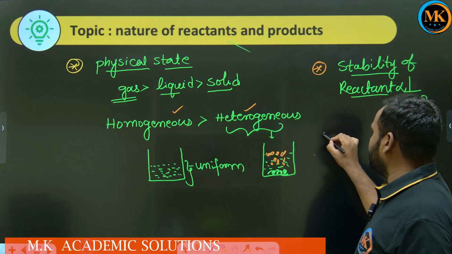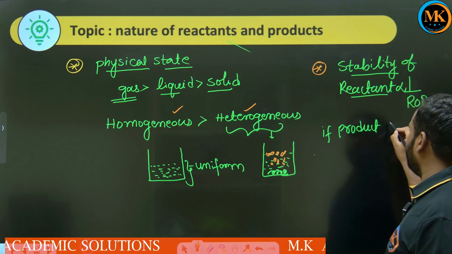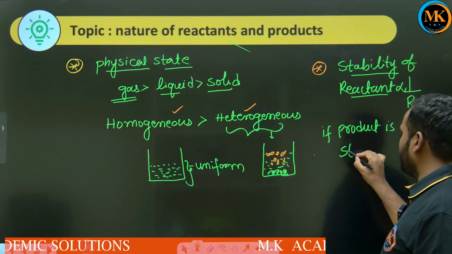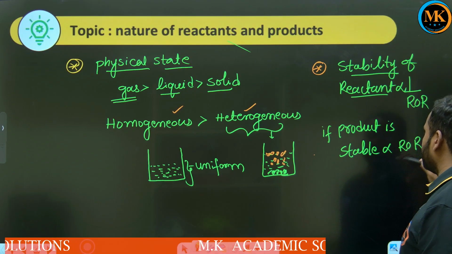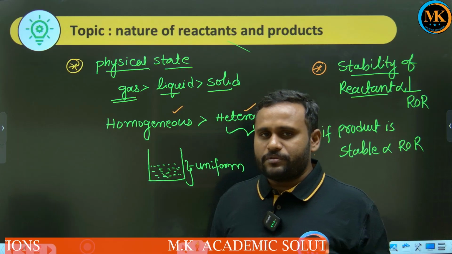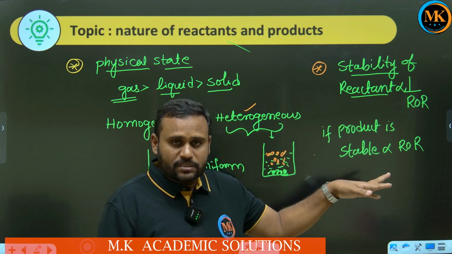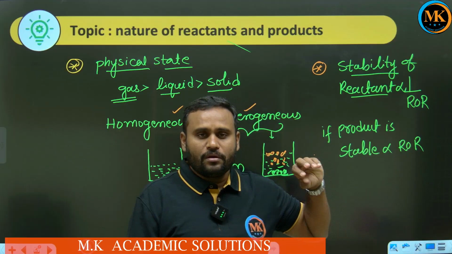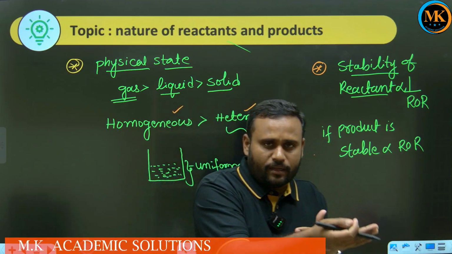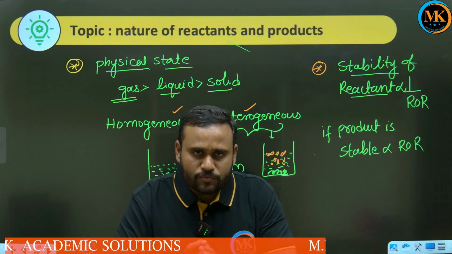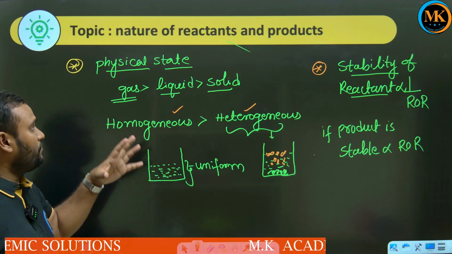And if the product is stable, the rate of reaction is more. That means the stability of product is directly proportional to the rate of reaction, whereas the stability of reactant is inversely proportional to the rate of reaction. So here we can assume that if the product is more stable, the rate of reaction is more. If the reactant is more stable, the rate of reaction is less. So this is about the physical states of reactants.